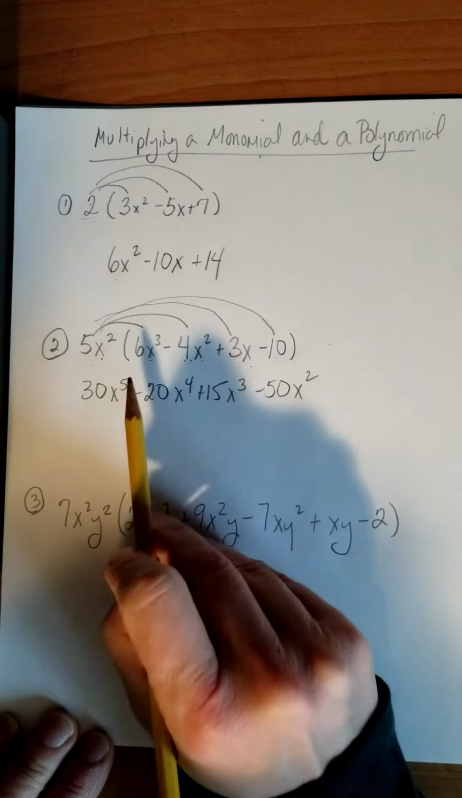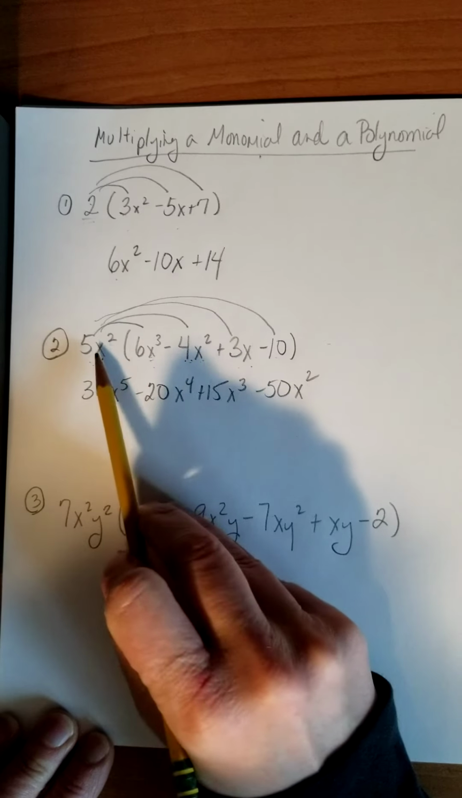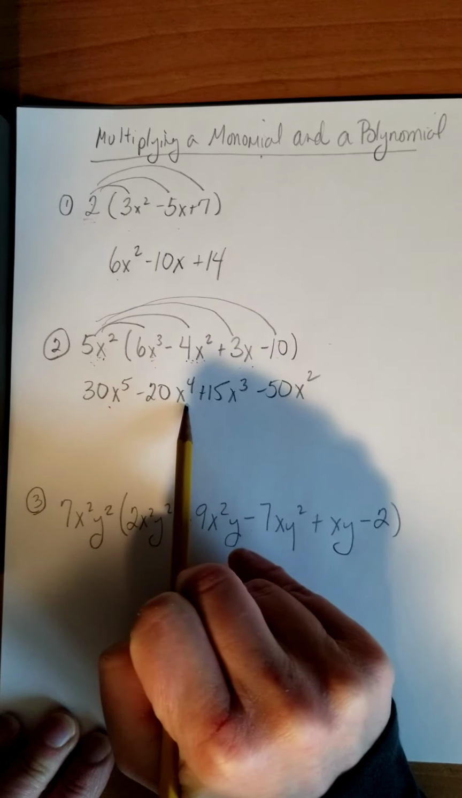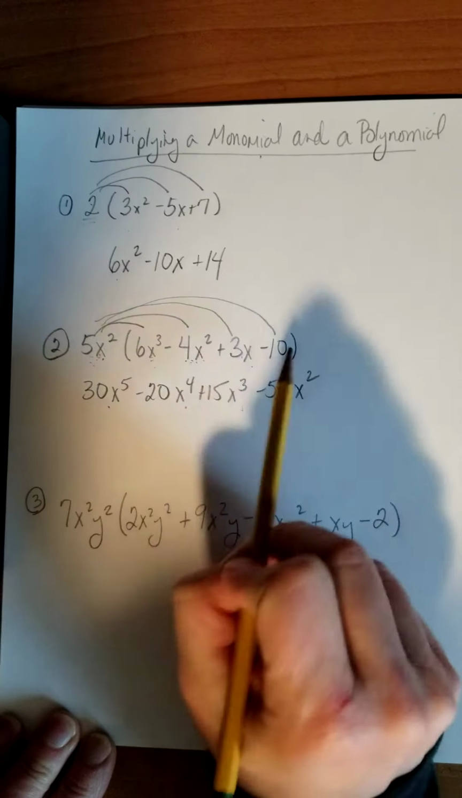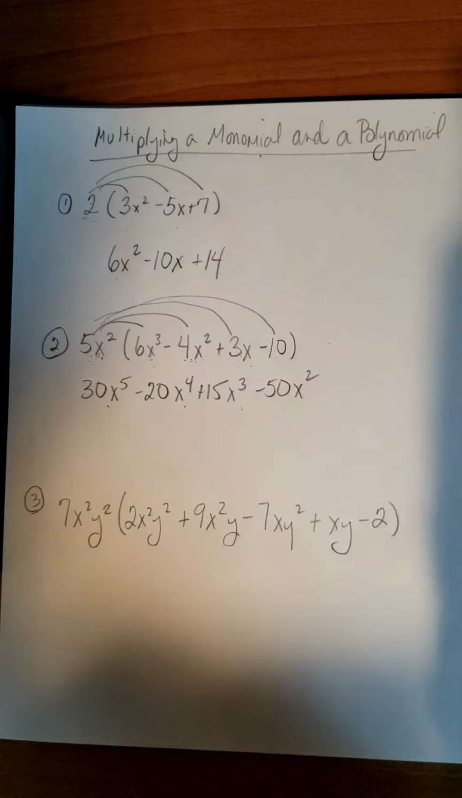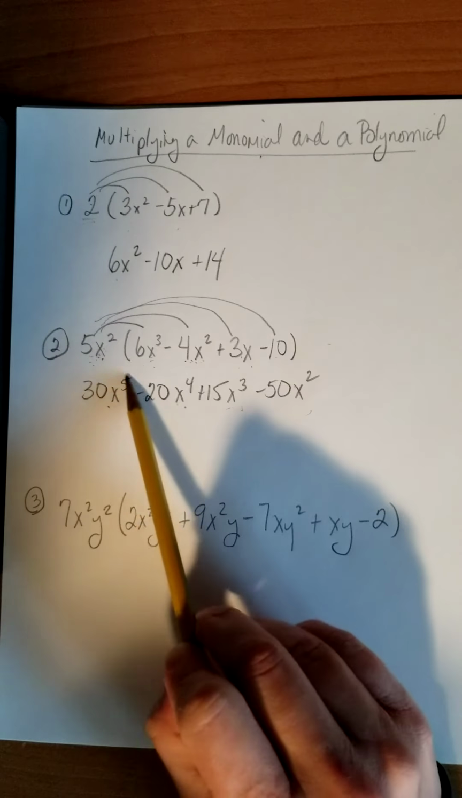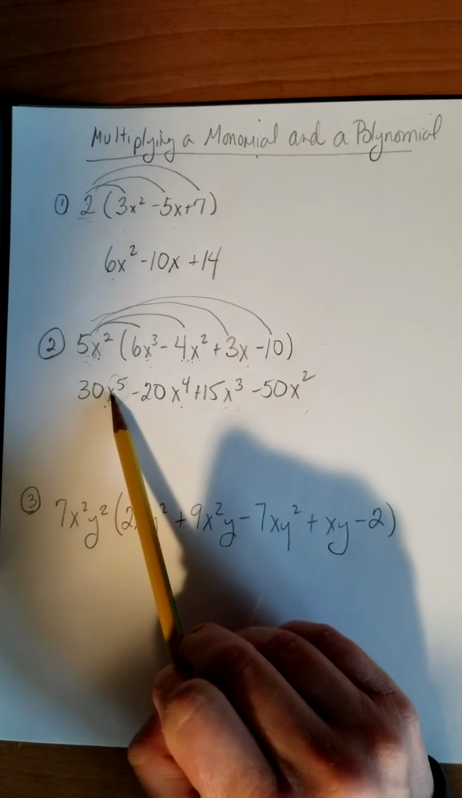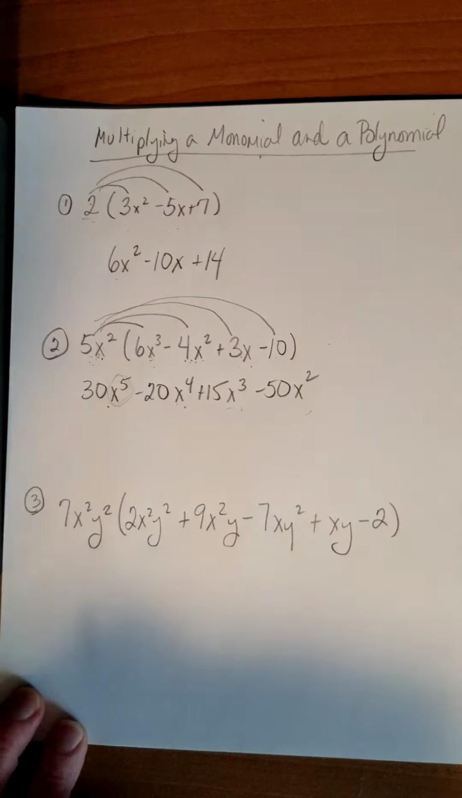So if I go through 5x squared times 6x cubed, that's 30x to the 5th. 5x squared times negative 4x squared, that's negative 20x to the 4th. 5x squared times 3x is 15x cubed. 5x squared times negative 10 is negative 50x squared. The other thing we should be doing is looking to see if we can combine any of these, and you can't. You can't combine your variable expressions like x to the 5th with x to the 4th. None of the variable expressions are the same. Which brings me to the last one.